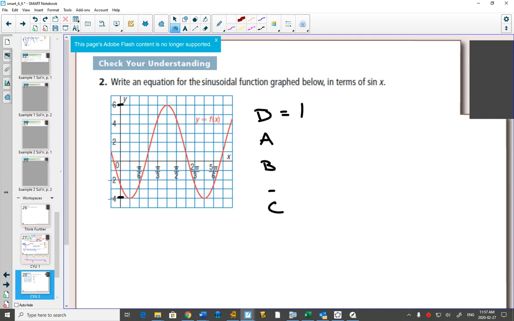If you know that your D value is 1, you could draw our sinusoidal axis at y equals 1 on there. Now what's our amplitude? 5.